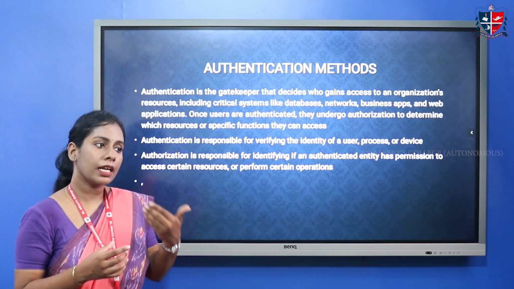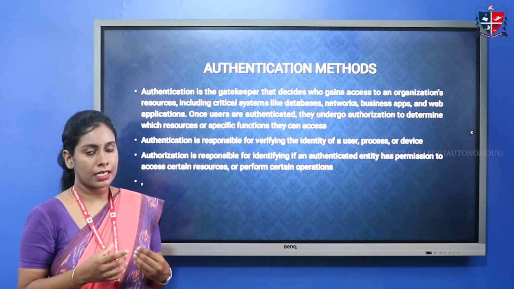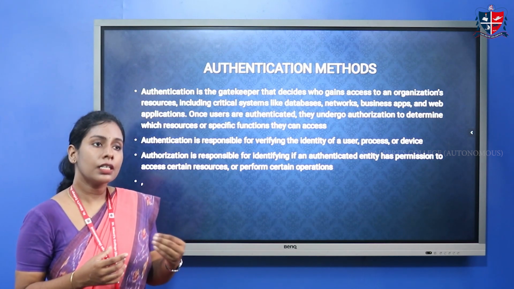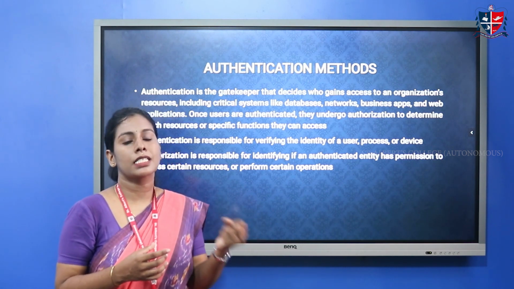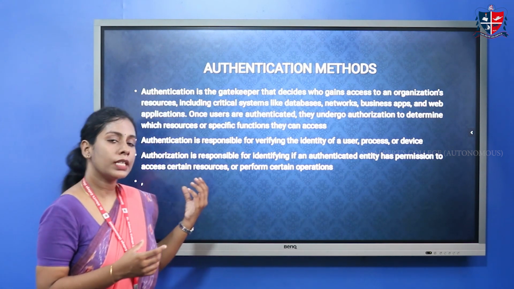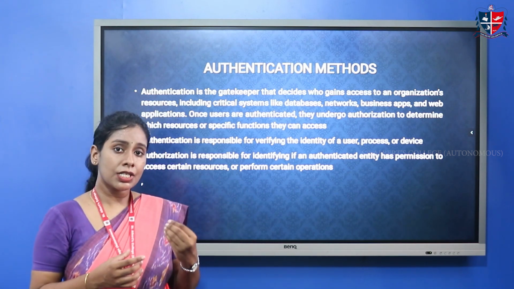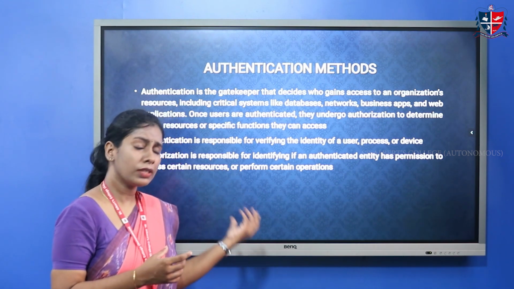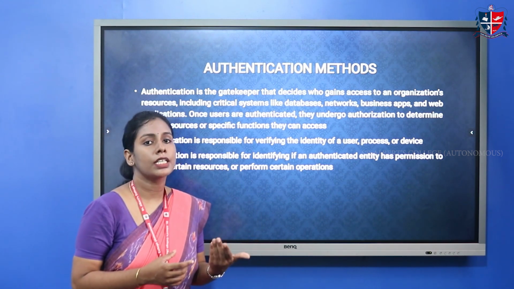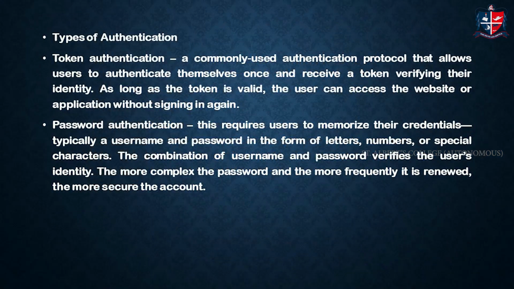Once they have gone through the authentication step, the next step is authorization. Authorization is the process of deciding which resources can be accessed by the authenticated users. So there are two important steps. Authentication is to verify the identity of the user, and authorization is to identify the authenticated user who can access certain resources or who can perform certain operations. Now we are going to discuss the different types of authentication.